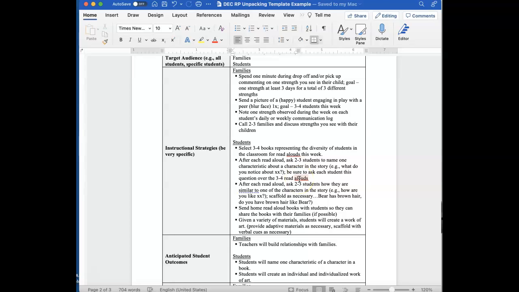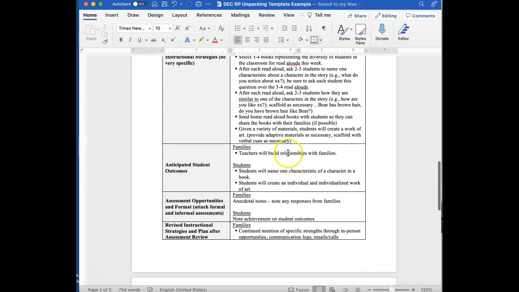Very specifically, what am I going to do? I'm going to read 3 or 4 books. I'm going to talk about those books. Here's an example of the question I might ask the kiddos. This is what I'm going to do. This is what I'm going to do for art. I'm going to put out materials and I'm going to scaffold for them. This is what I'm going to do, and see if this works for me during this first week. Very specific instructional strategies that you're going to use to implement the recommended practice through those instructional objectives that you just talked about.